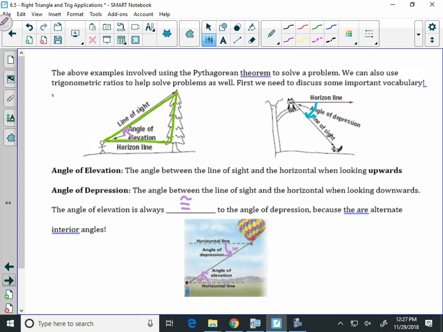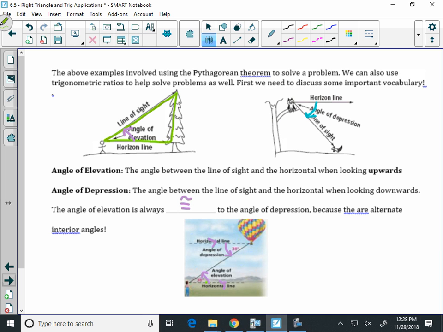Right? And the two horizontals, the horizontal on the bottom and the horizontal on the top, are parallel to each other. Okay? And the line of sight is acting as our transversal. So the angle of depression is an alternate interior angle to the angle of elevation, so they're the same.